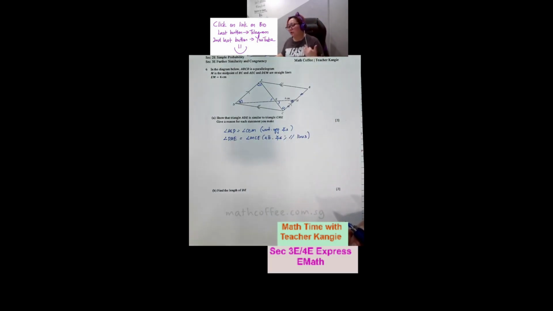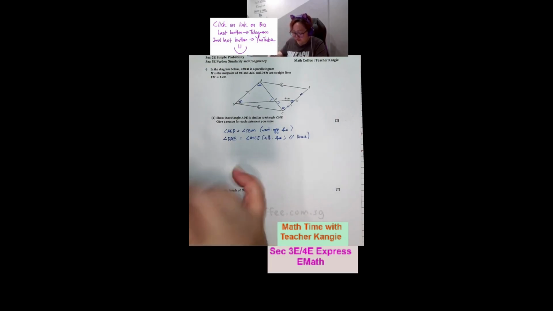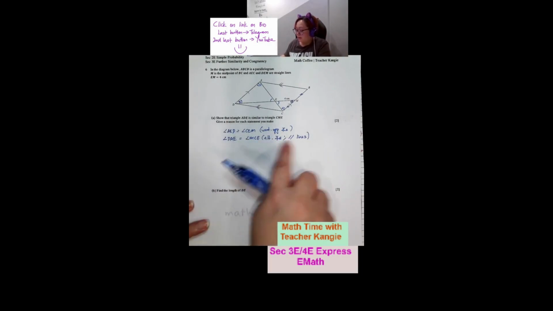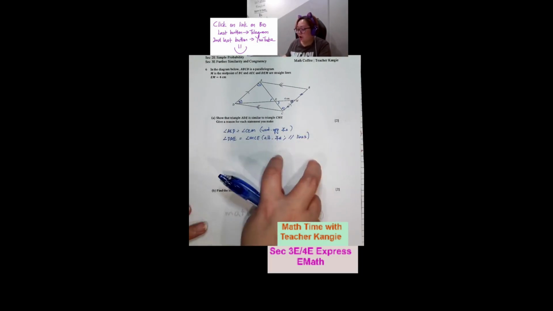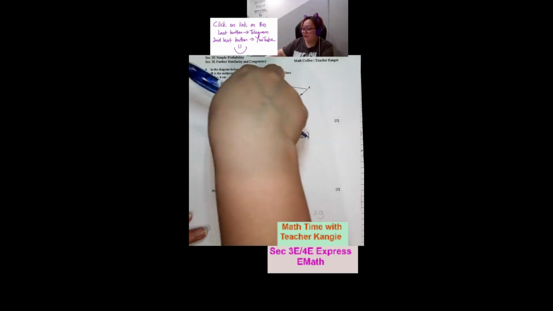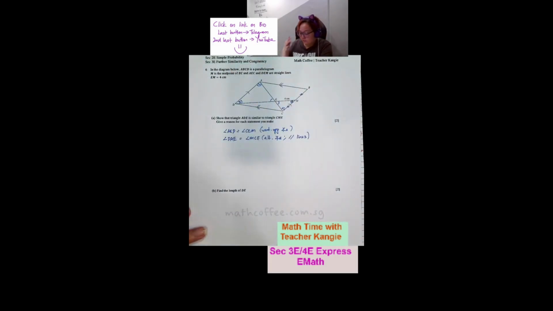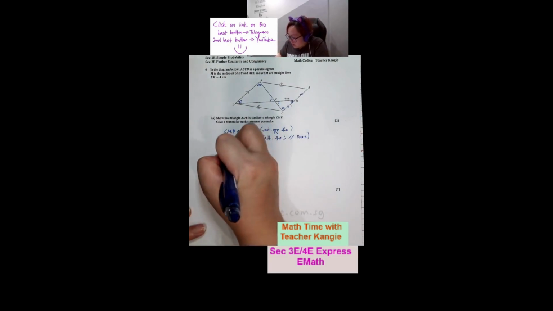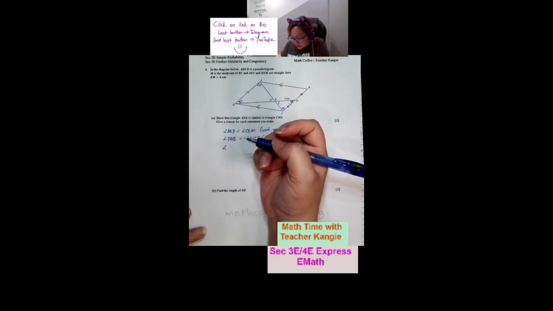So like I mentioned, some teachers say that you prove 2 angles equal already, then you just write an AA property. For me, I'm used to stating 3 angles. So naturally, the third angle is the same. For the third angle, you can either say it's alternate angle, or you can say that it's because angles in the triangle add up to 180 degrees. Because I already proved two the same, that means naturally the third angle is the same. So either reason also can. But for me, I'll just write the alternate angle.